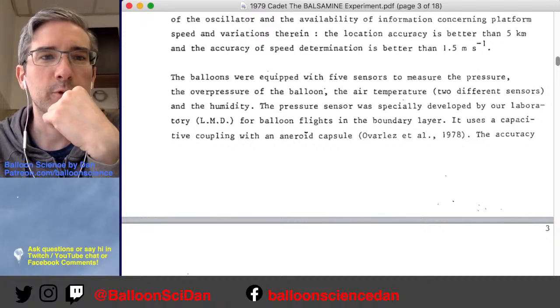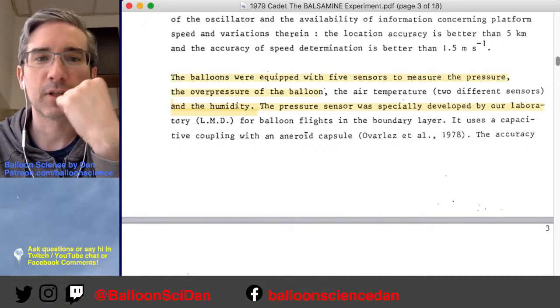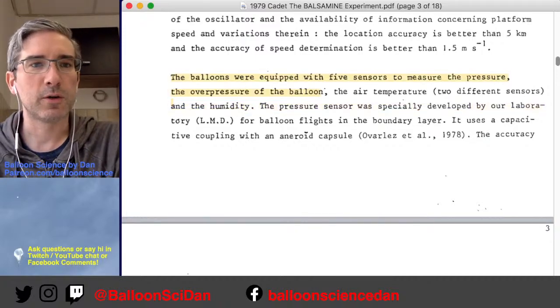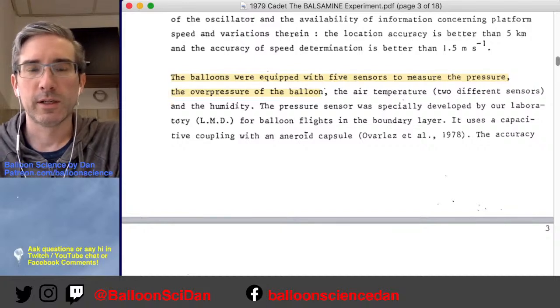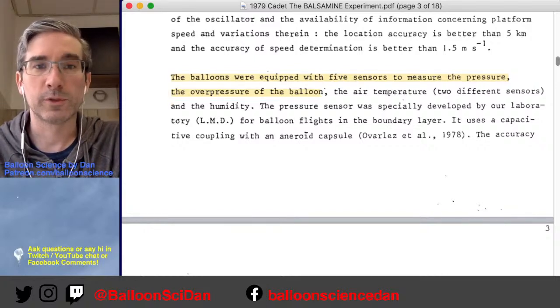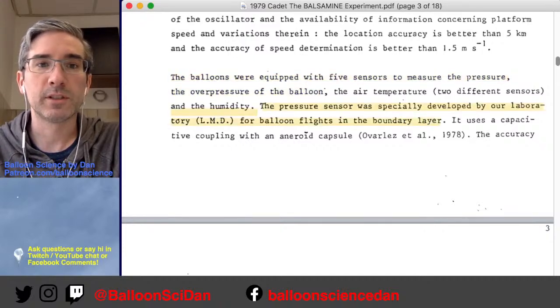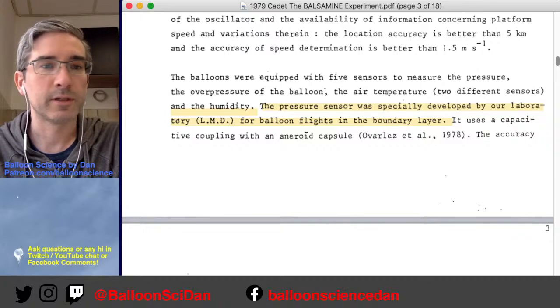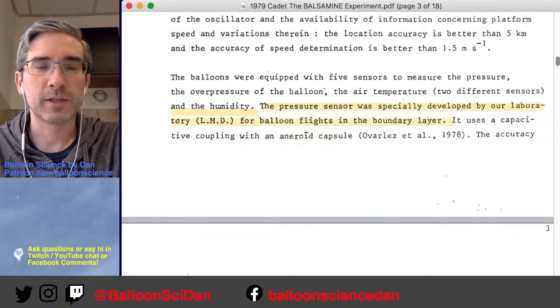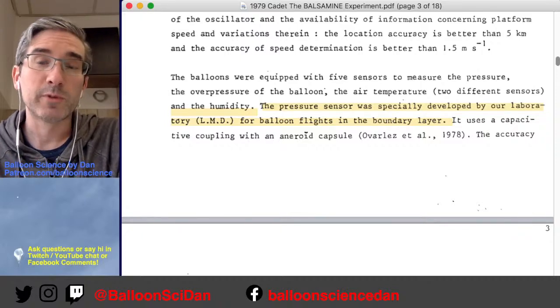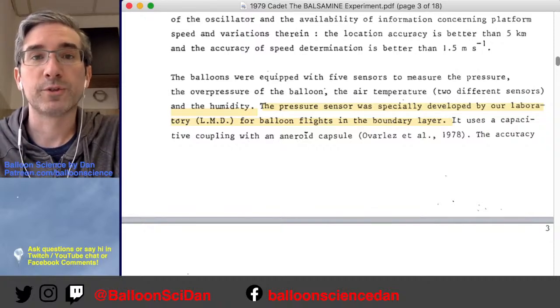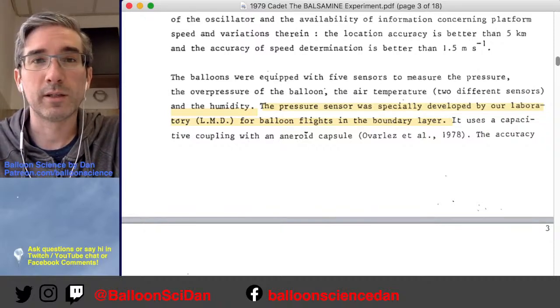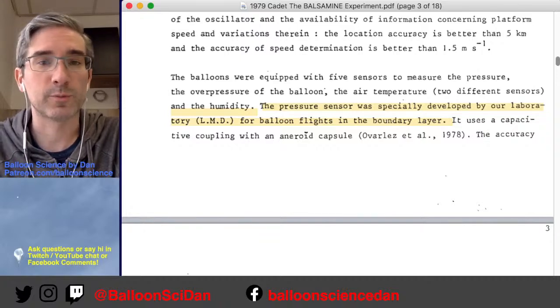So the balloons were equipped with five sensors to measure the pressure, the overpressure of the balloon, the air temperature, with two different sensors for air temperature, and humidity. The pressure sensor was specifically developed by our laboratory, LMD, for balloon flights in the boundary layer. The boundary layer is the atmosphere that's closest to the ground, and that explains why these balloons were at high risk of splashing into the ocean during rainstorms.